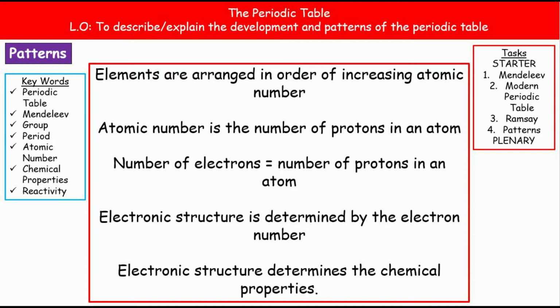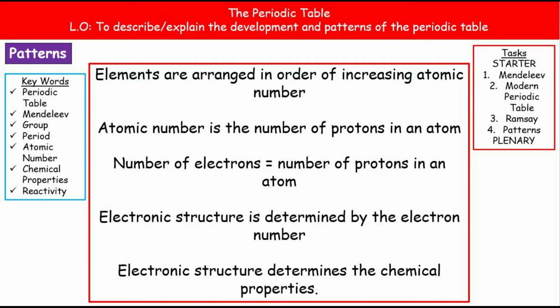Firstly, in our modern periodic table, the elements are arranged in order of increasing atomic number, which is how it moves away from those early versions of the periodic table which were always arranged by the atomic mass. Secondly, the atomic number is the number of protons in an atom, so just by looking at that number on our periodic table, we know the number of protons that are in any atom on the periodic table.